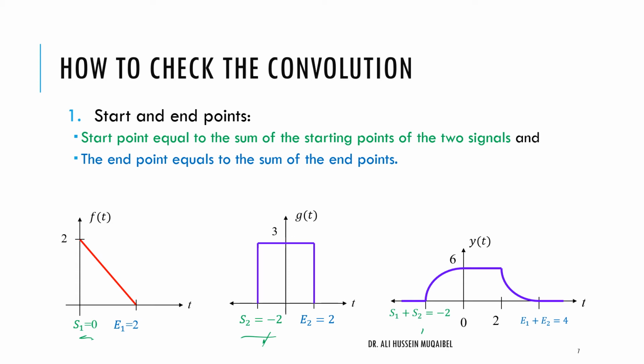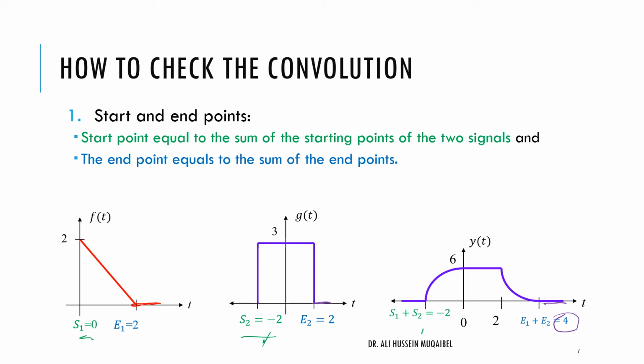Now, similarly for the ending point, again the end point where the signal gets back to 0. So this ends at 2, this one ends at 2. So this signal must end at 4 as the sum of the 2, which is, this is going back to 0 at 4. So fantastic. The first check applies.